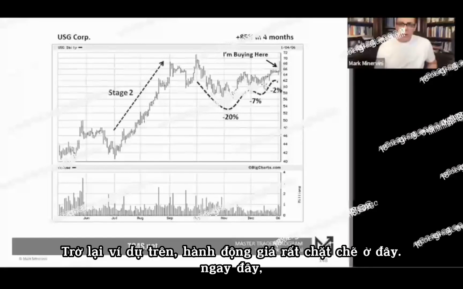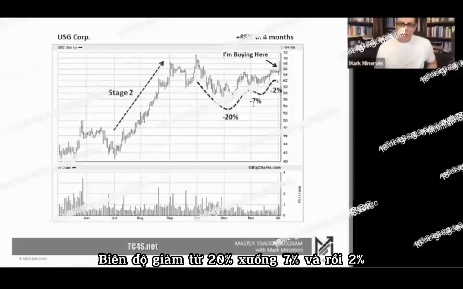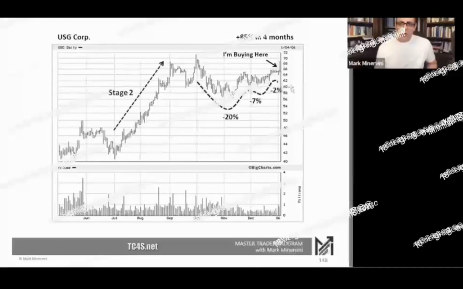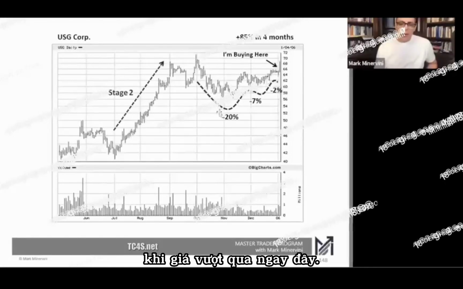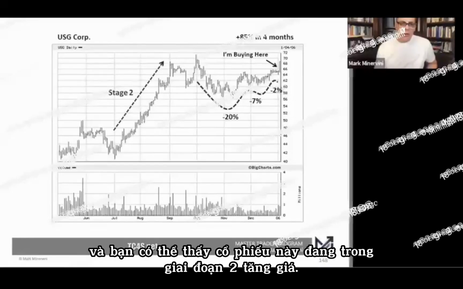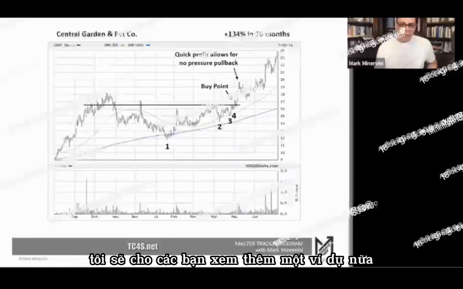There's right here, 7% from 20 to 7 to 2. So this was so tight and had so little volatility that I bought this coming right out here. And you can see already previously in a stage 2 uptrend. Let me give you a few more.